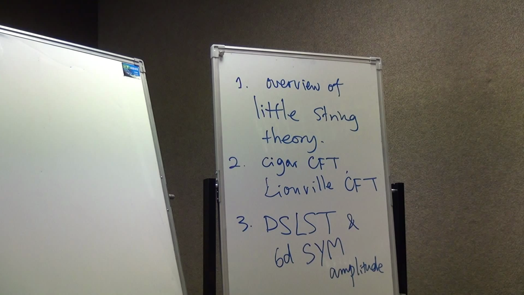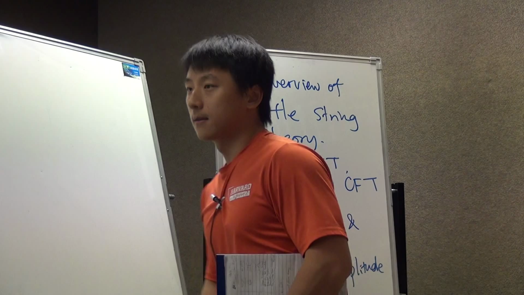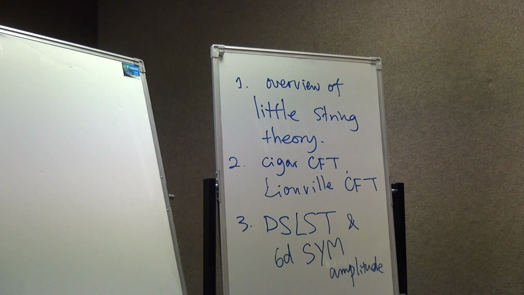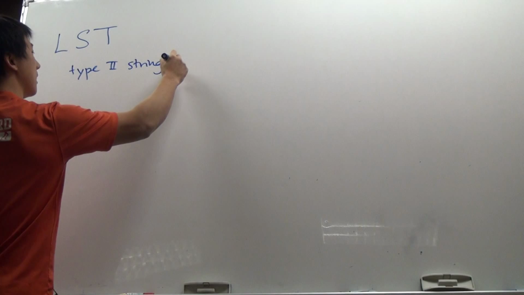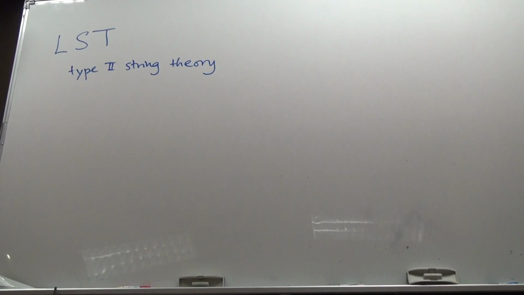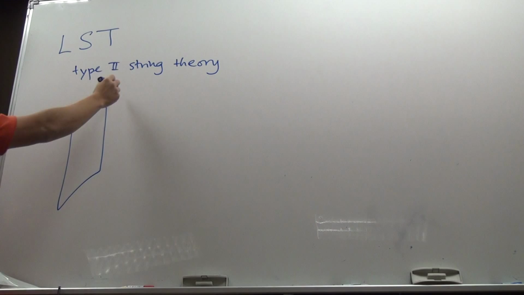So let me start with little string theory, as opposed to the double scaled little string theory. This is a subject that has received a lot of attention about a decade ago, but not so much recently. LST stands for little string theory. So what is this? We start with type 2 string theory, either 2A or 2B. We consider NS5 branes. Let's say a stack of K NS5 branes on top of each other.